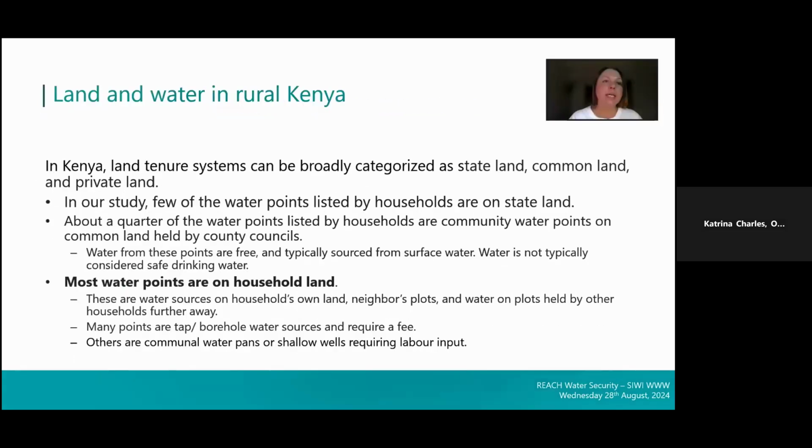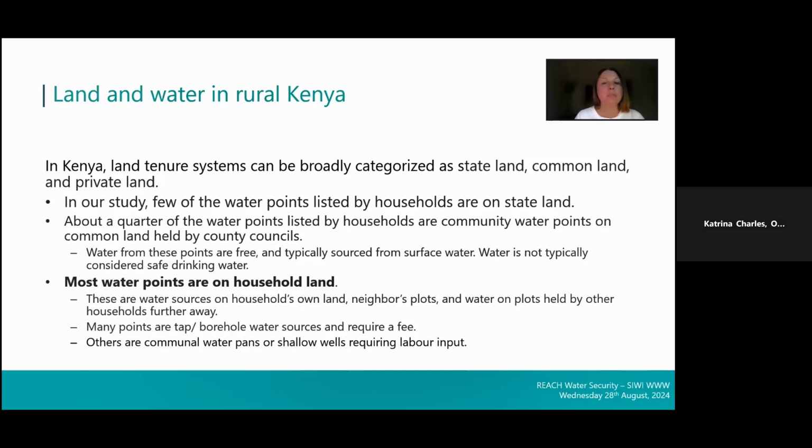So in Kenya, land tenure systems can be broadly characterized as state land, common land, and private land. State land is owned by the state government on behalf of the public. Common land is held by county councils on behalf of the people. This can be land that's held and managed collectively. There's also, however, land that's been allocated through the county councils for agricultural production to households. And this is then held privately by households under customary law. It's typically held by men and then passed down through the generations on the male side.